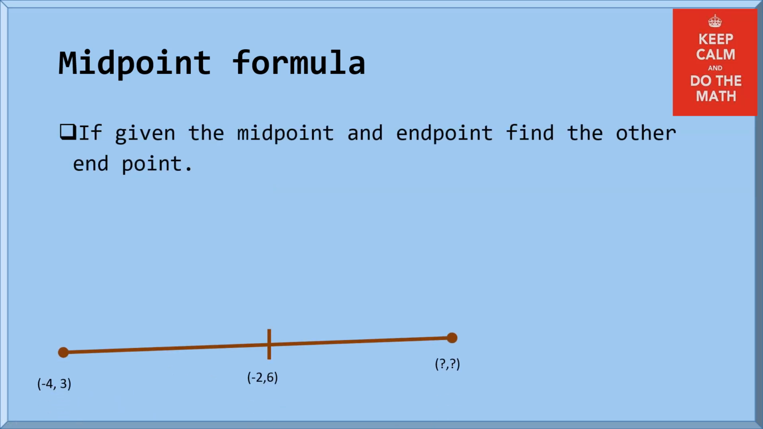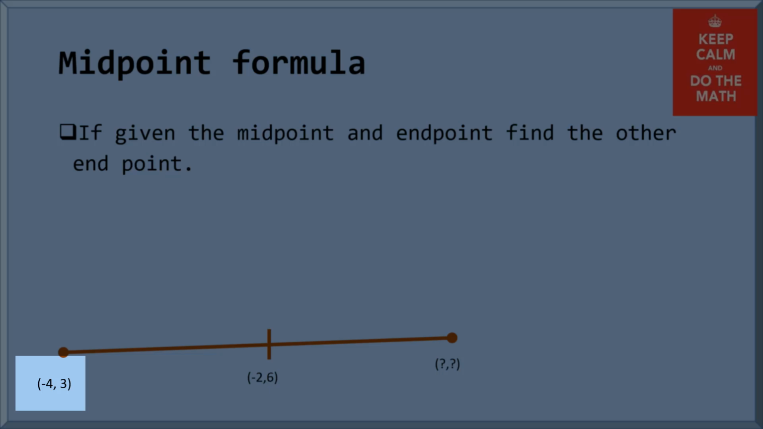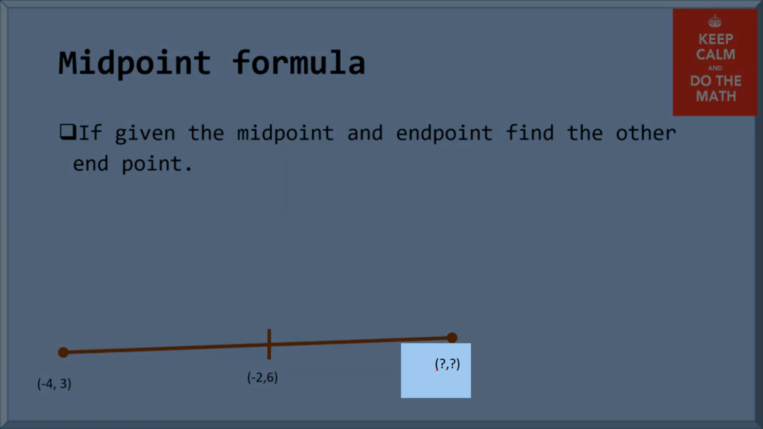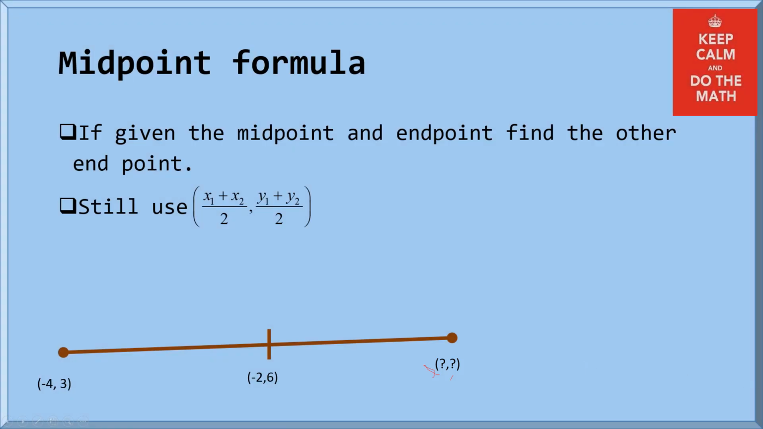If given the midpoint and one endpoint, find the other endpoint. So now in our example down here, you will see that we have an endpoint on the left of (-4, 3), and our midpoint is (-2, 6). We need to find the endpoint here on the right, and what the x and y coordinates of that one are. We're still going to use the same formula that we used for the midpoint when we knew both endpoints.